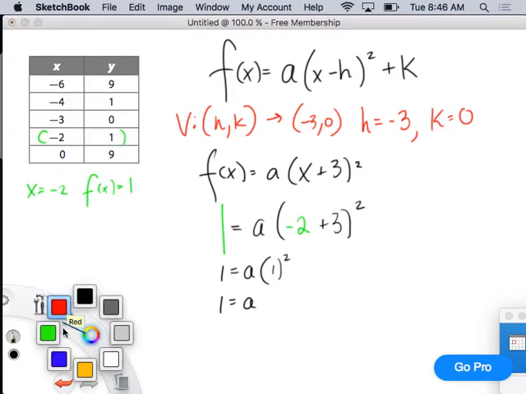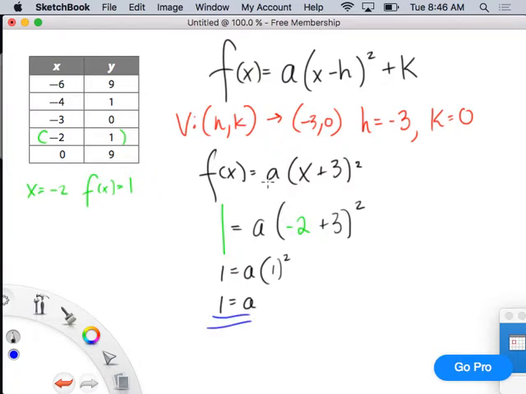What do I do with that now? Plug it back into my function. And I end up with f of x equals 1 times (x plus 3) squared, so just leave it alone, (x plus 3) squared. You see that? And that's my final answer.